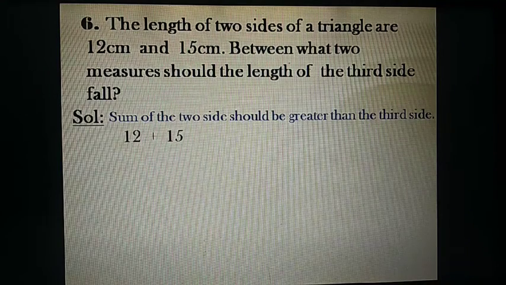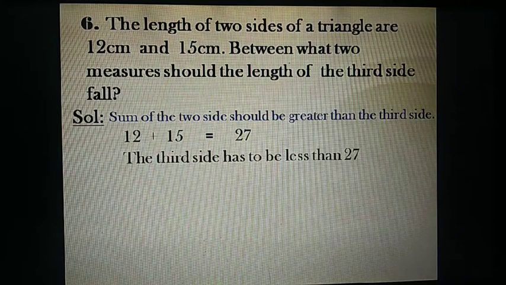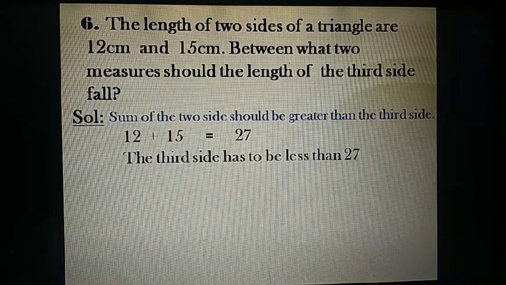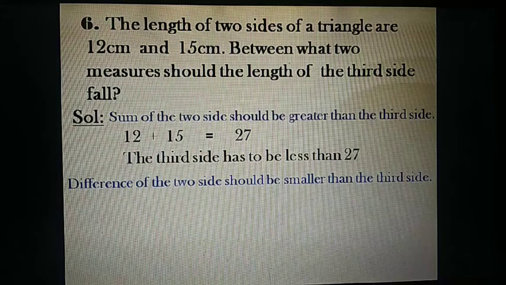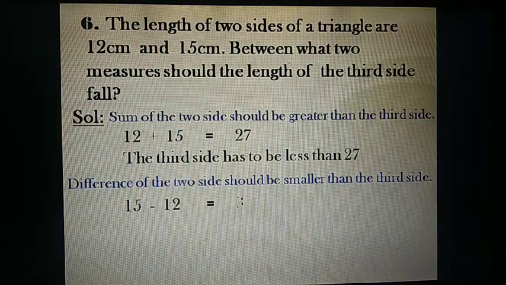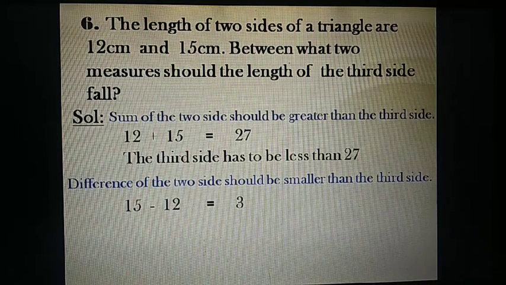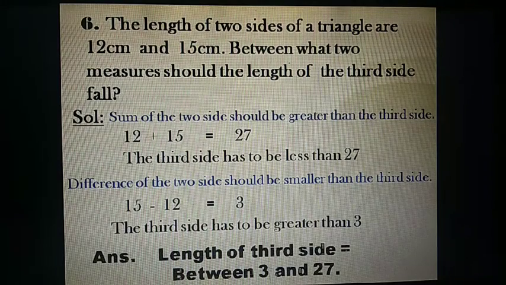So here, adding the two, you will get 27. As per the statement, this 27 should be greater than the third side. It means the third side has to be less than 27. Using the second property, difference of the two sides should be smaller than the third side. Find out the difference now. Difference means greater minus smaller, getting the answer as 3. This difference should be smaller than the third side. It means the third side has to be greater than 3. So the range is 3 and 27. We will find the value of third side between 3 and 27.